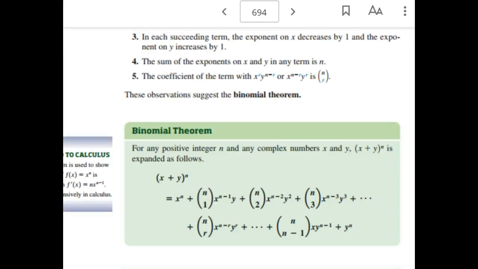So the only thing left to do is find out what those coefficients are that go in front of our variable terms. And so these are combinations. There's a pattern here. The first term does not have any coefficient. You'll notice the last term does not either, but the terms in between are going to be a combination with whatever the exponent was, n combination 1, n combination 2, and so on, all the way up to 1 less than n.